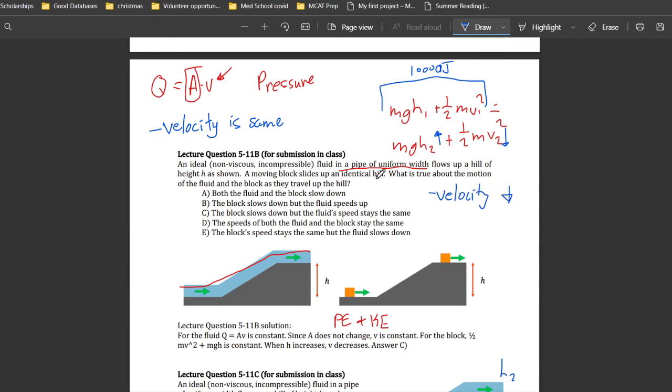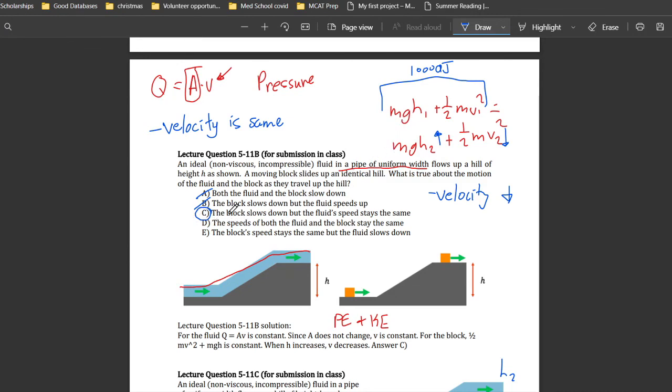And when we look at the answer choices, answer choice A says that both the fluid and the block slow down. Well, the fluid would only slow down if the cross-sectional area of the pipe increased, which it's not, because as we stated, the pipe is of uniform width. So this answer choice is wrong. B says the block slows down, but the fluid speeds up. The fluid would only speed up if the cross-sectional area decreases. So since the cross-sectional area is unchanging, this answer choice is false. C says the block slows down, but the fluid speed stays the same. That is correct. That is what we've shown through our analysis of the flow rate equation and of the conservation of energy equation. So C is correct.